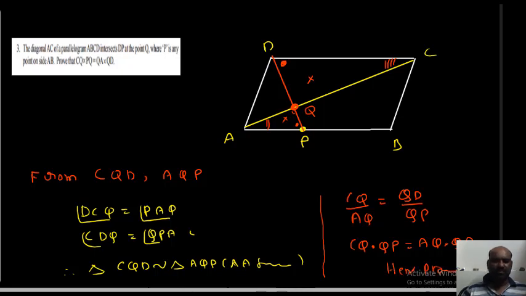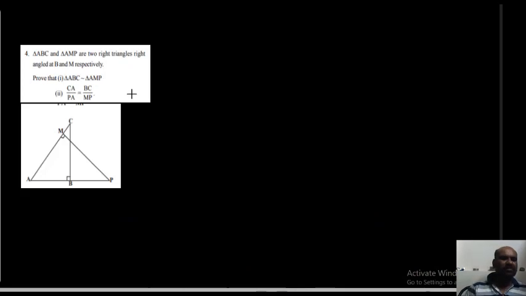Okay. Next problem. Students, fourth problem. Triangle ABC, right angle triangle, and AMP. Both are right triangles only. Just you want to prove that they are similar. Oh, easy. Comparison only, no? For both the triangles, this angle is common.